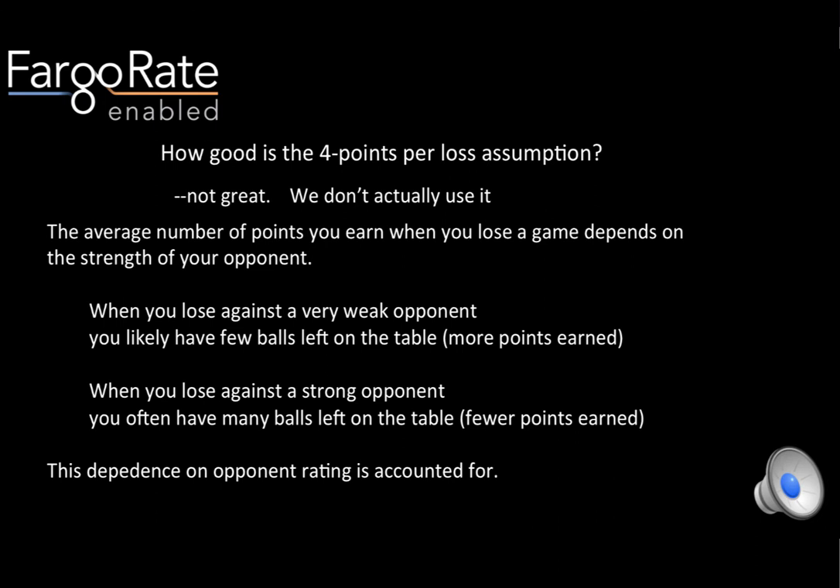We've got a lot of data for 8-ball games scored with the point system, and what we find makes sense. When you lose a game against a very weak opponent, you likely have very few balls left on the table. The typical scenario is not that the weak opponent ran out, working his or her way through the traffic of your balls. Probably you got pretty far in the game and messed up, and that's why the weak opponent won. When you lose a game against a strong opponent, it's a very different situation. You might have broken dry and that person ran out, or they broke and ran out. It's common to have a lot of balls left on the table. So you earn fewer points when you lose a game against a strong opponent, and you earn more points when you lose a game against a weaker opponent. This dependence on opponent rating is accounted for.